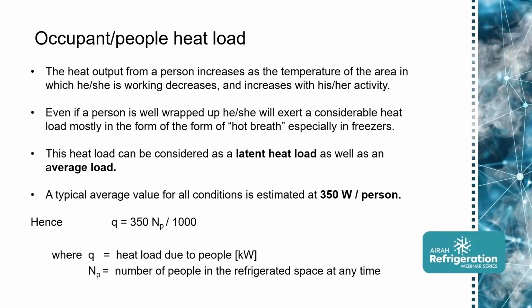And the typical value for all conditions is often taken as just one value, which is 350 watt per person. So hence the formula Q is 350 by N divided by 1,000, N being the number of people in the refrigerated space at any time. And as I say, because you've got 350 watt per person, that's what we divide by 1,000, the load being in the units of kilowatt.